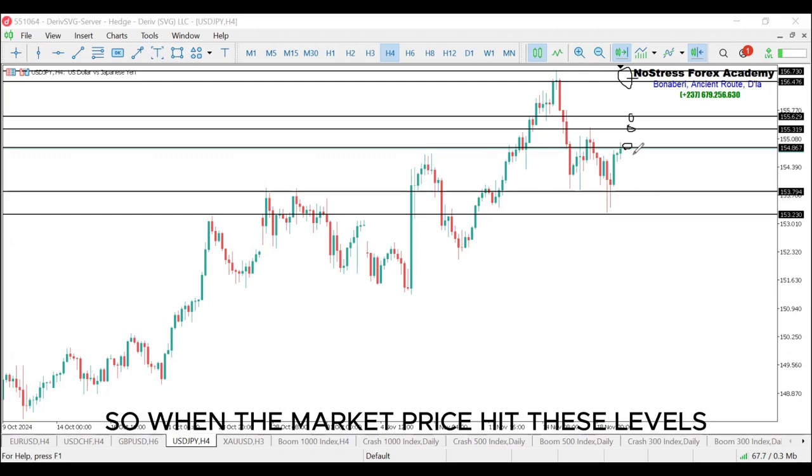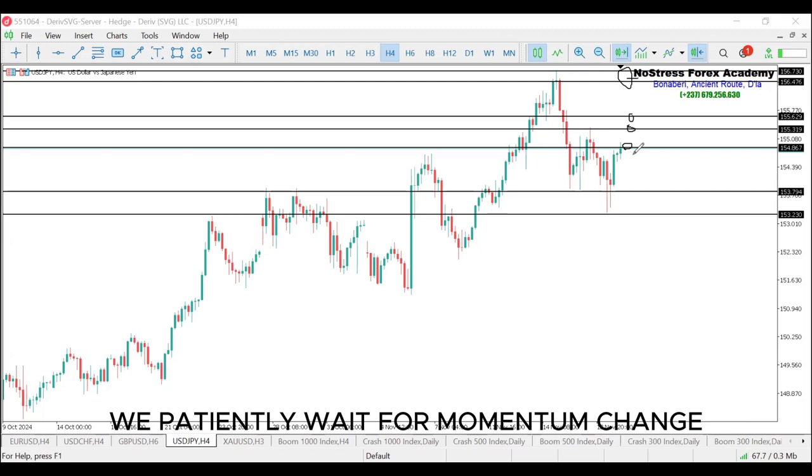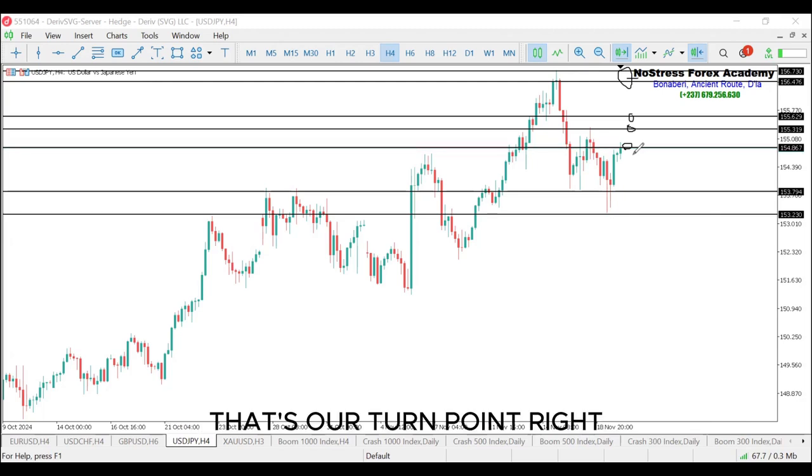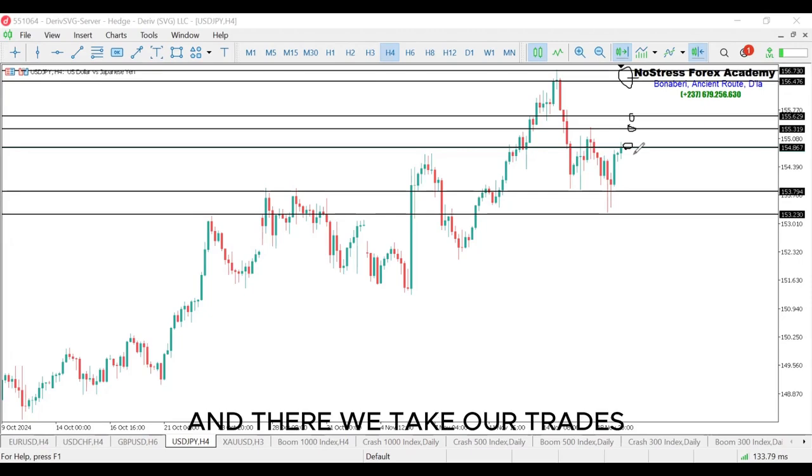Right? So when the market price hits these levels, we patiently wait for momentum change. That's our third point, right? And then we take our trades. Okay, that has been done on the USD JPY.